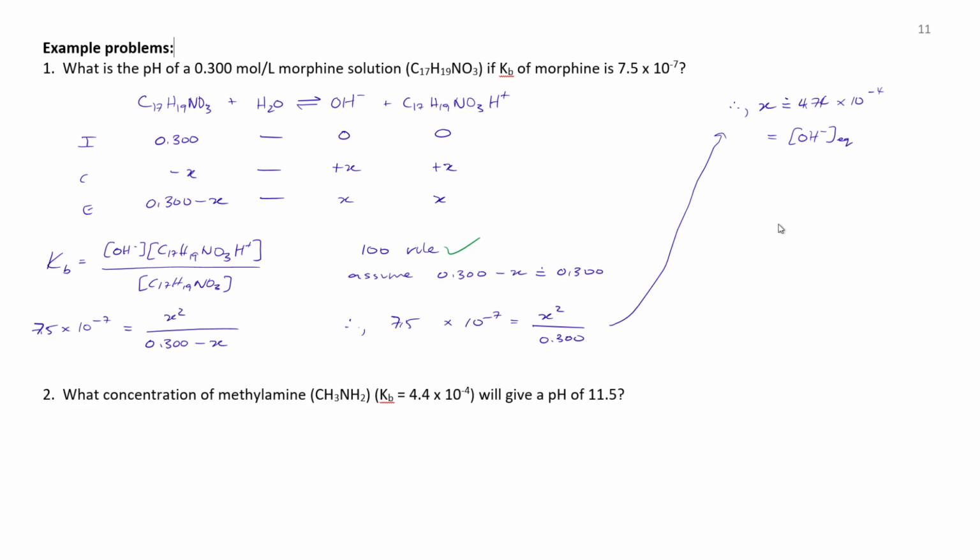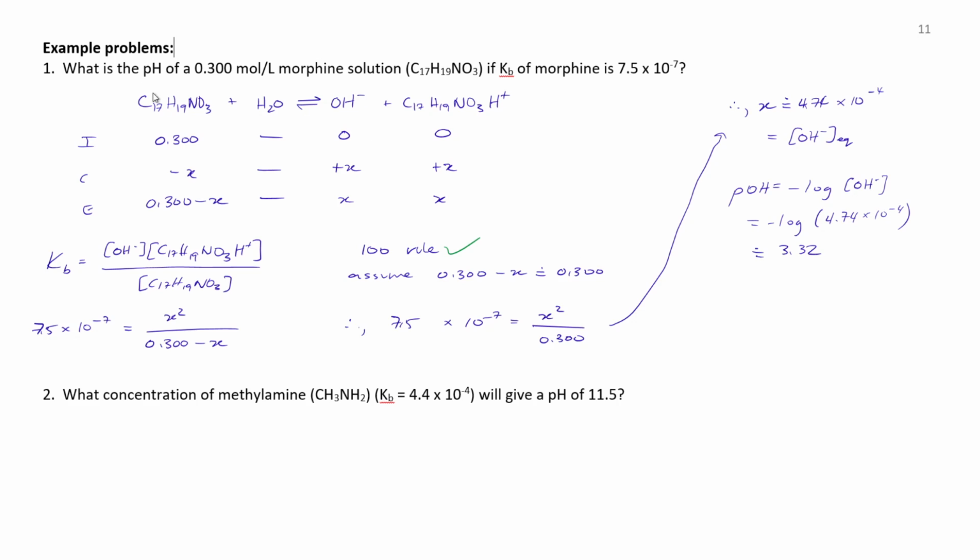Once we have the equilibrium concentration of hydroxide, we can perform a pOH calculation, which is the negative log of OH minus. So in this case, it's the negative log of 4.74 times 10 to the negative 4, and my pOH is approximately equal to 3.32.